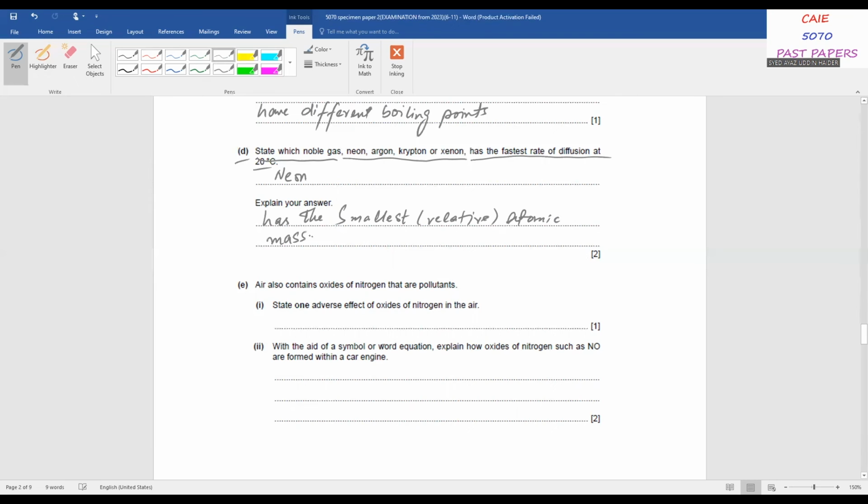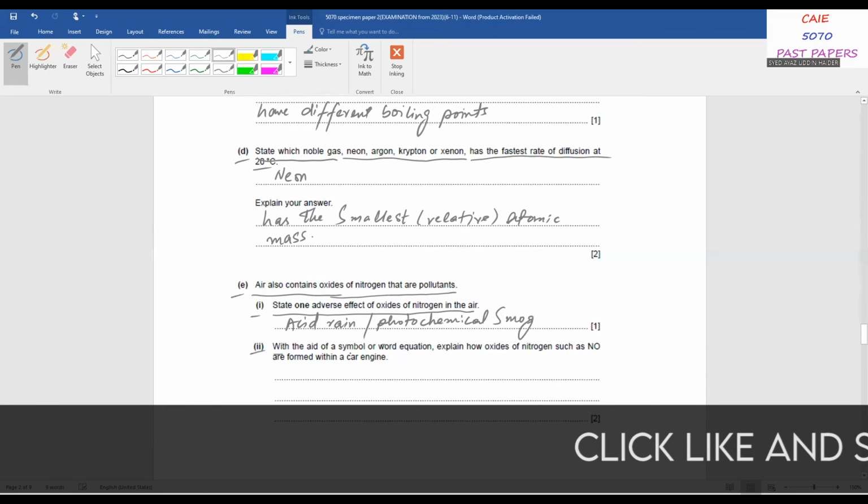The air also contains oxides of nitrogen that are pollutants. State one adverse effect of oxides of nitrogen in the air. Photochemical smog or acid rain? Acid rain or photochemical smog. You're even allowed to write ozone depletion.